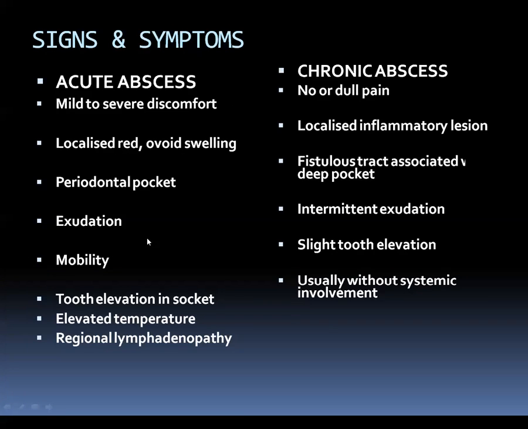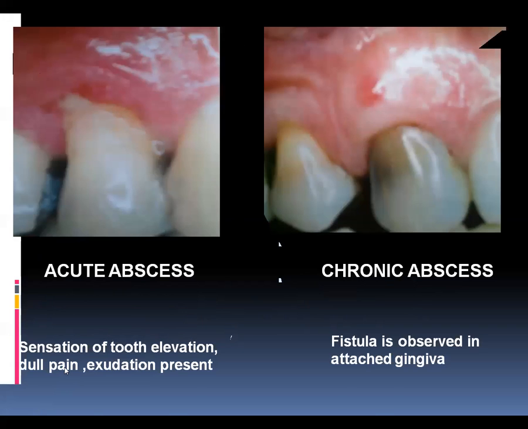Exudation is present in an acute abscess, while intermittent exudation is present in a chronic abscess. Mobility is present in an acute abscess, and slight tooth elevation is there in a chronic abscess. Tooth elevation in the socket is present in the acute abscess, usually without systemic involvement. And there is elevated temperature and lymphadenopathy in an acute abscess. There is a sensation of tooth elevation, deep pocket, and exudation in the acute abscess, while in a chronic abscess, a fistula is observed on the gingiva.